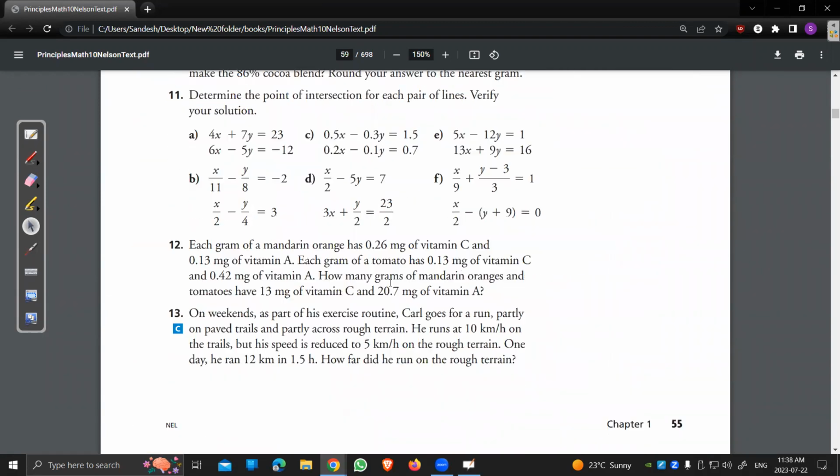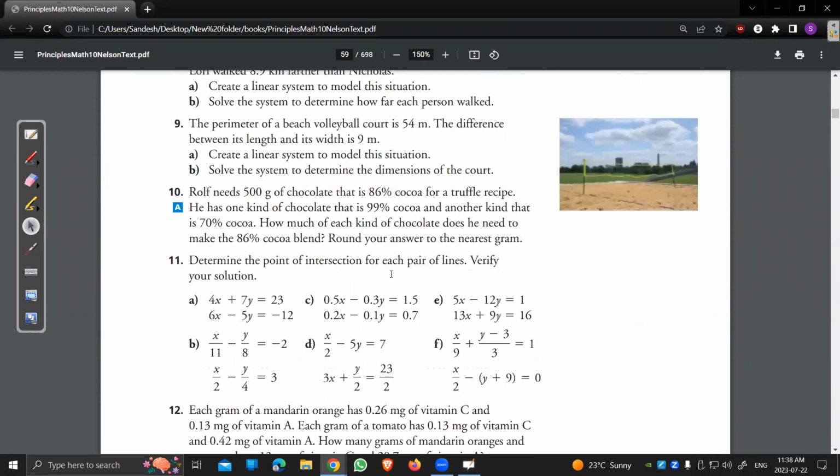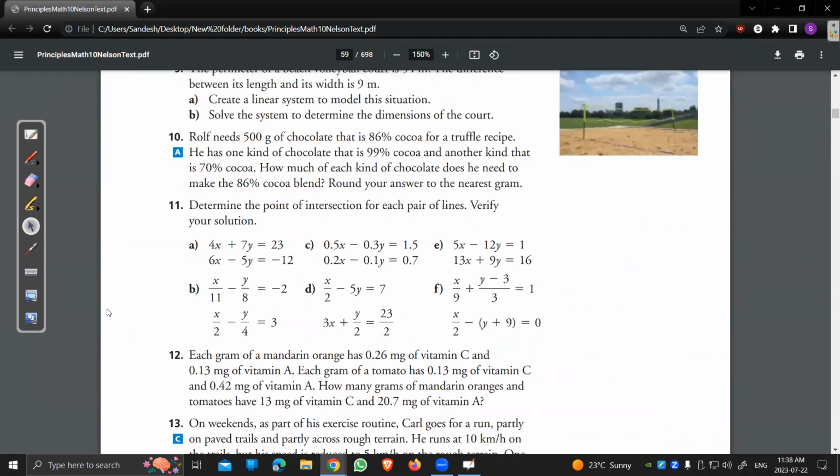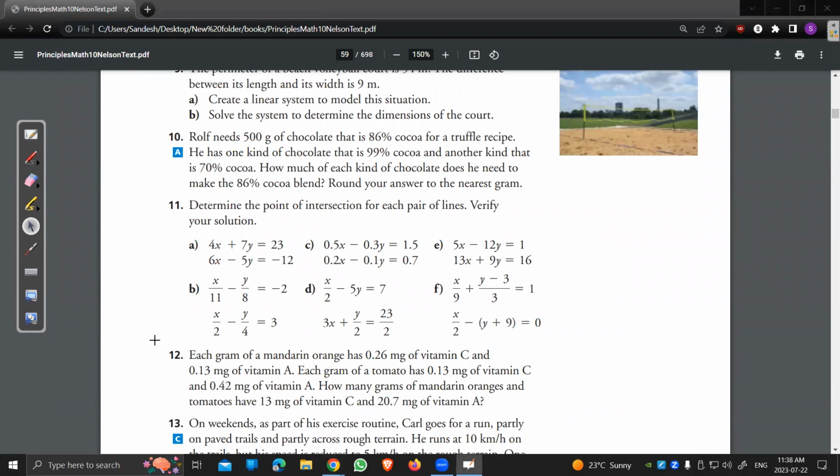I'm trying to find a specific question, but it doesn't look like it's here. Let's try doing this one.